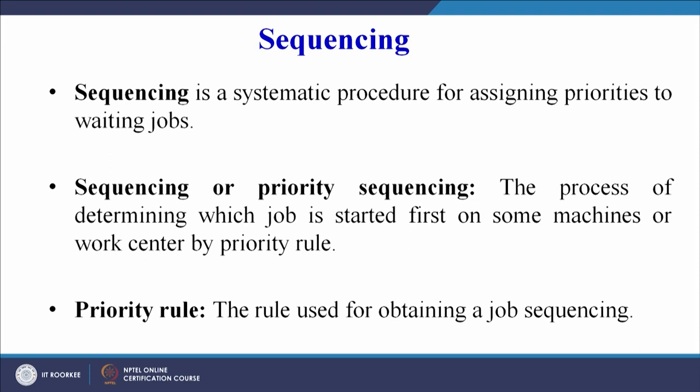It can be first come, first serve criteria, but there are a number of similar criteria which are followed for giving priority for sequencing to the jobs. Sequencing or priority sequencing is the process of determining which job is started first on some machine or work center by a priority rule. That is another term that you will commonly find when you read about sequencing, that is priority sequencing. Priority rule is the rule used for obtaining a job sequencing. So we will see some of the priority rules which can be used for sequencing the jobs on the machines.